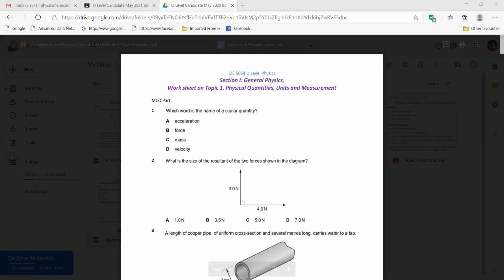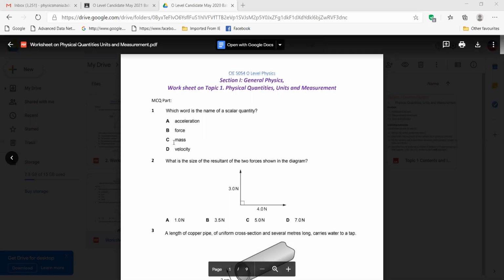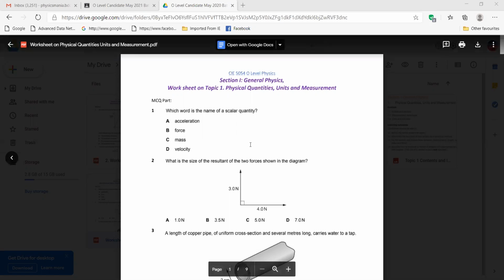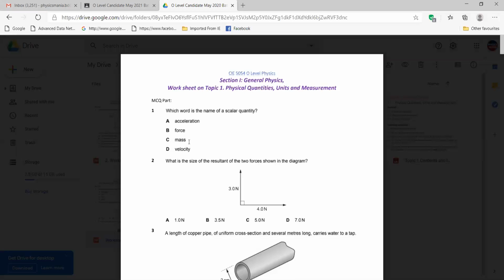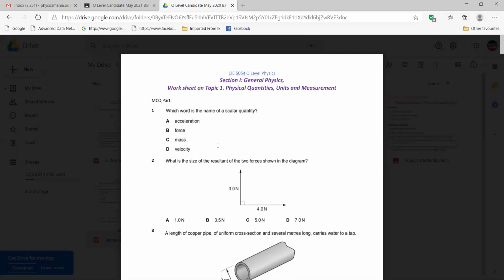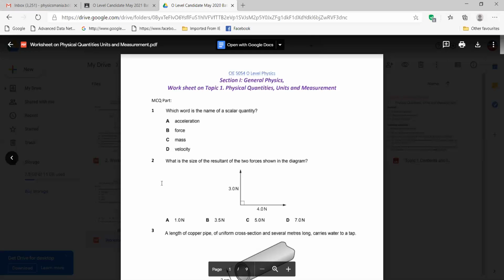From the list you will get it, right? The list I gave you in the notes, you will get this scalar quantity. Which one is scalar quantity? Mass is the scalar quantity, right? Yes, mass is the scalar quantity. This way, you will try to solve.